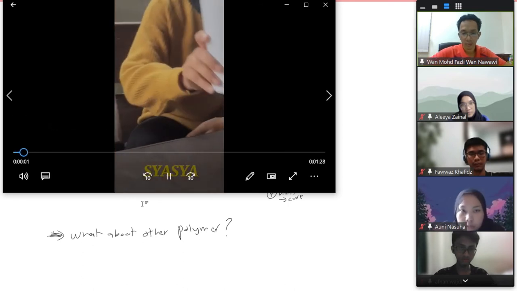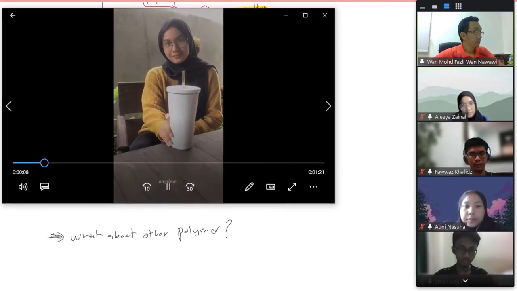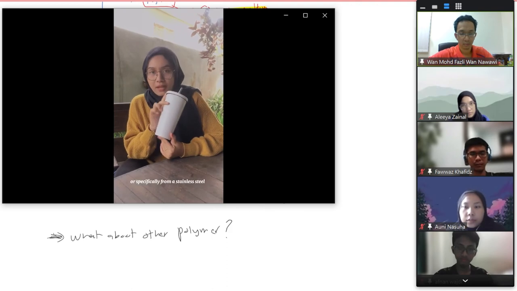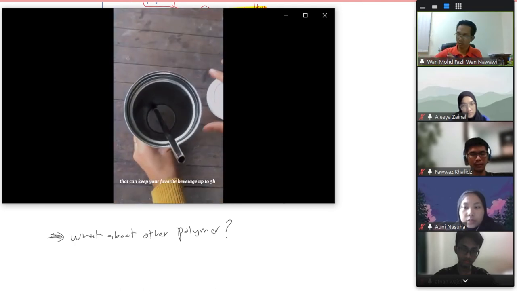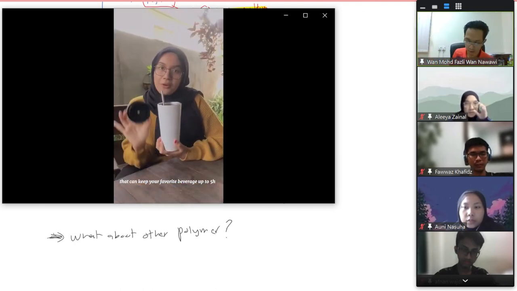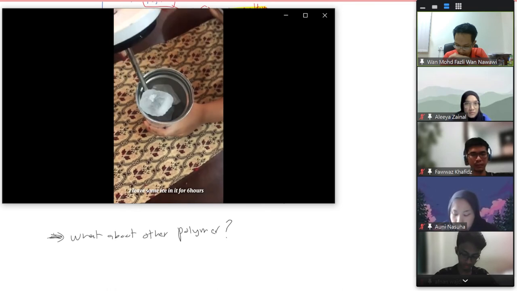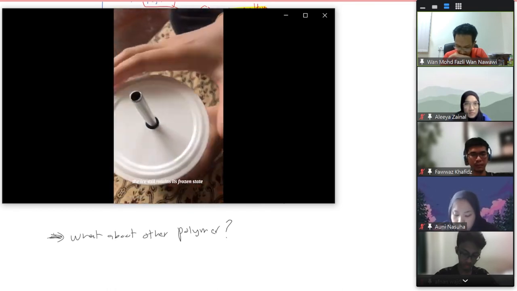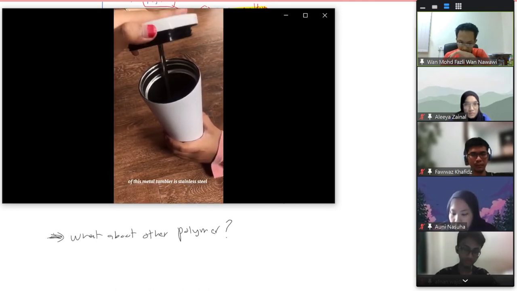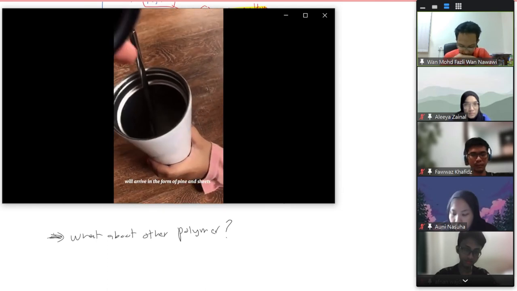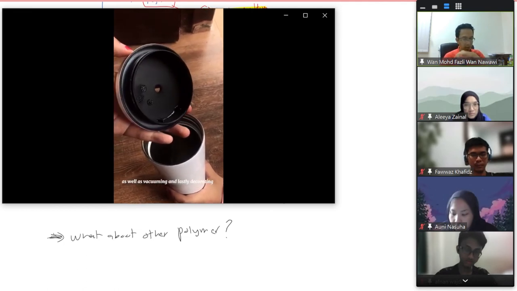Hi, it's me, Shasha. Introducing the new metal tumbler, perfect for sipping your cold and hot drink anywhere, anytime. These tumblers are made from metal, specifically stainless steel, and come with vacuum insulation properties that can keep your favorite beverage up to 5 hours. It doesn't matter whether your beverage is cold or hot. I left some ice in it for about 6 hours, and surprisingly, the ice still retains its frozen state. The manufacturing process of this metal tumbler: the stainless steel will arrive in the form of pipes and sheets, and then continue with assembly and welding, as well as vacuuming and lastly decorating.